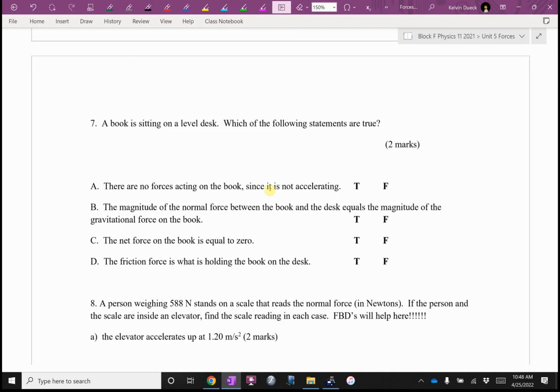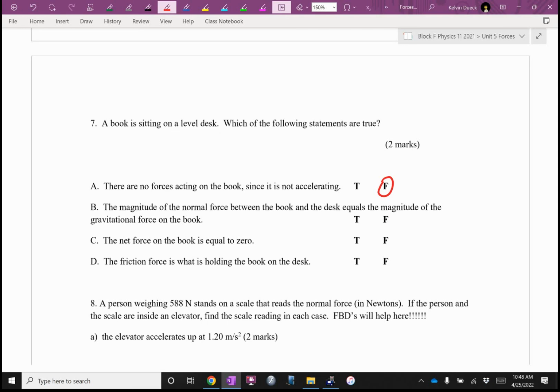False. What are the forces acting on it? Get the obvious one. Gravity. Oh, and there must be something else counteracting gravity. Okay, so I definitely would say I know there's at least gravity. The magnitude of the normal force between the book and the desk equals the magnitude of the gravitational force on the book. I think that's true.